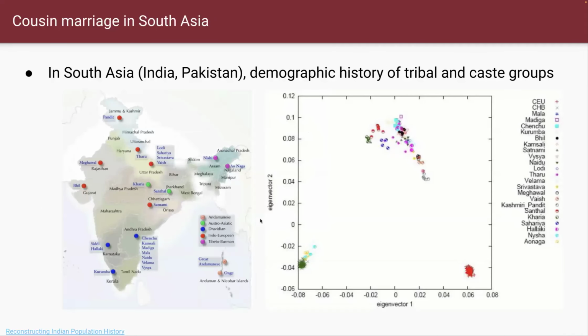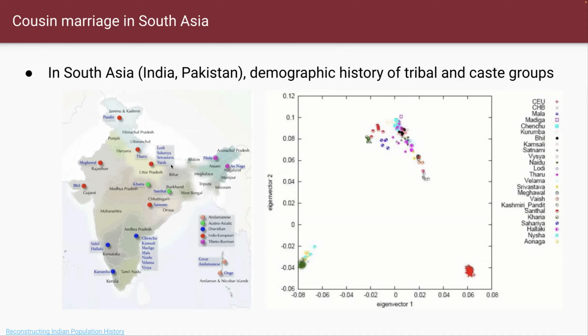This is one example. We can talk about cousin marriage in South Asia. If you look at the Indian Peninsula, you can see the Indian area and the Pakistan area. There are many different tribes across different geographic regions, and they have different religions. Some people follow Hinduism, some follow Islam, and they have different backgrounds.